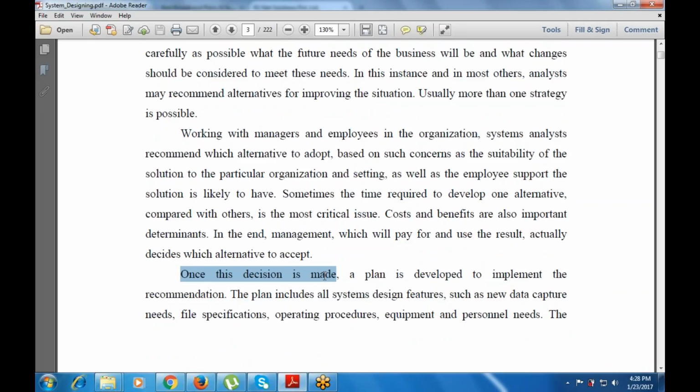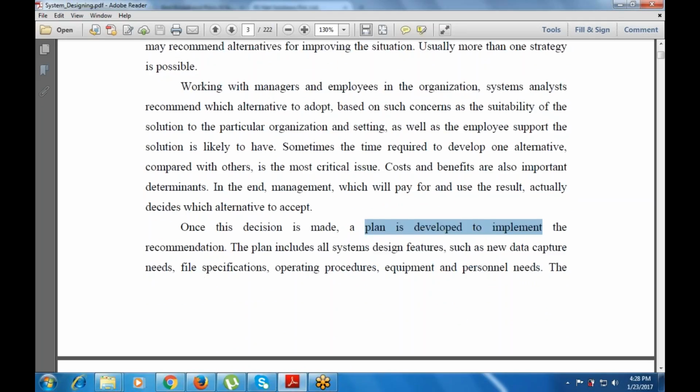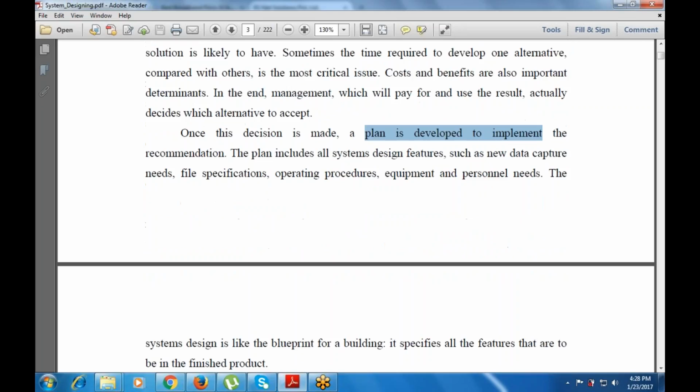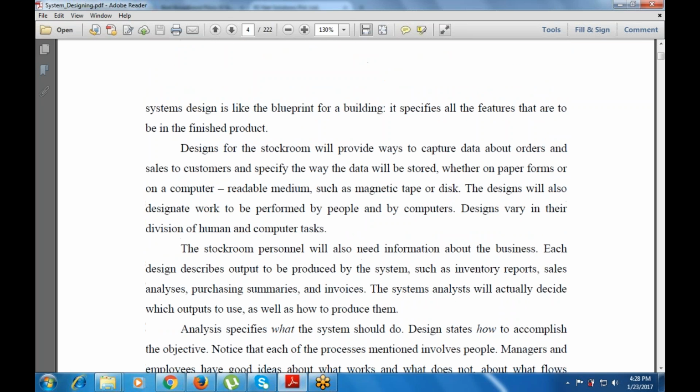And when this decision is made, a plan is developed to implement the recommendation, and this also includes all the system design features such as the new data capture needs, file specification, operating procedures, equipment, and the personnel needs. And the system design is like the blueprint. Blueprint in the sense that it is the main structure for a building that specifies all the features that are to be in the finished product.